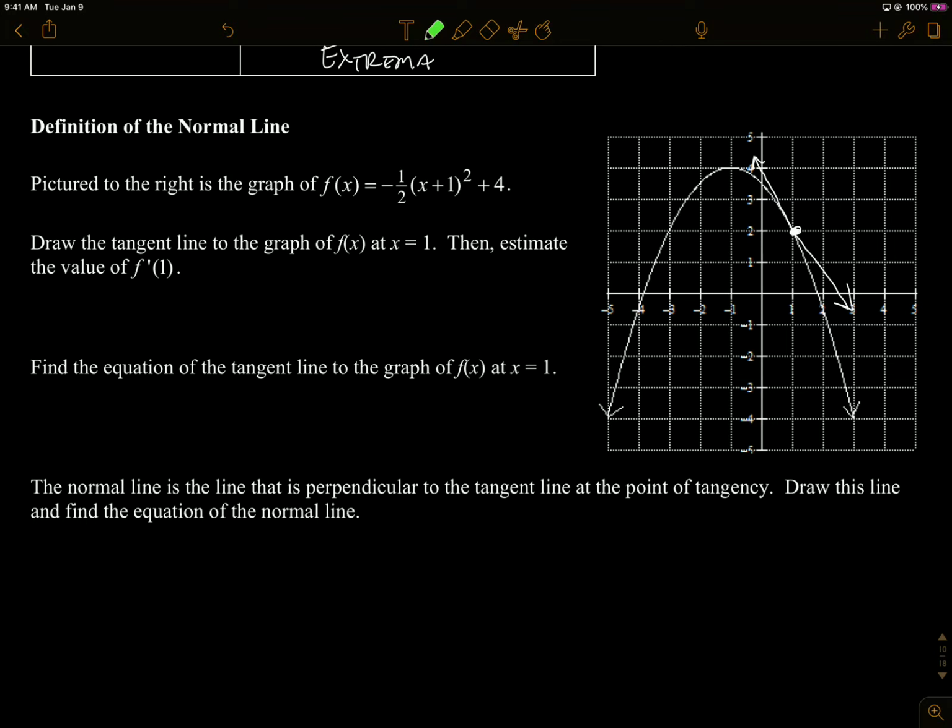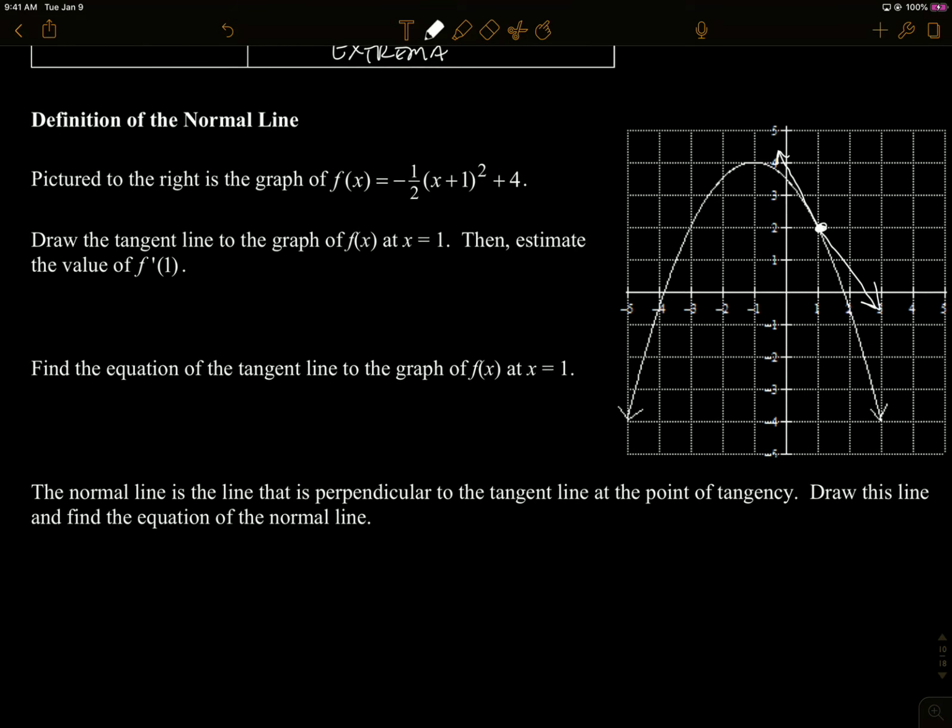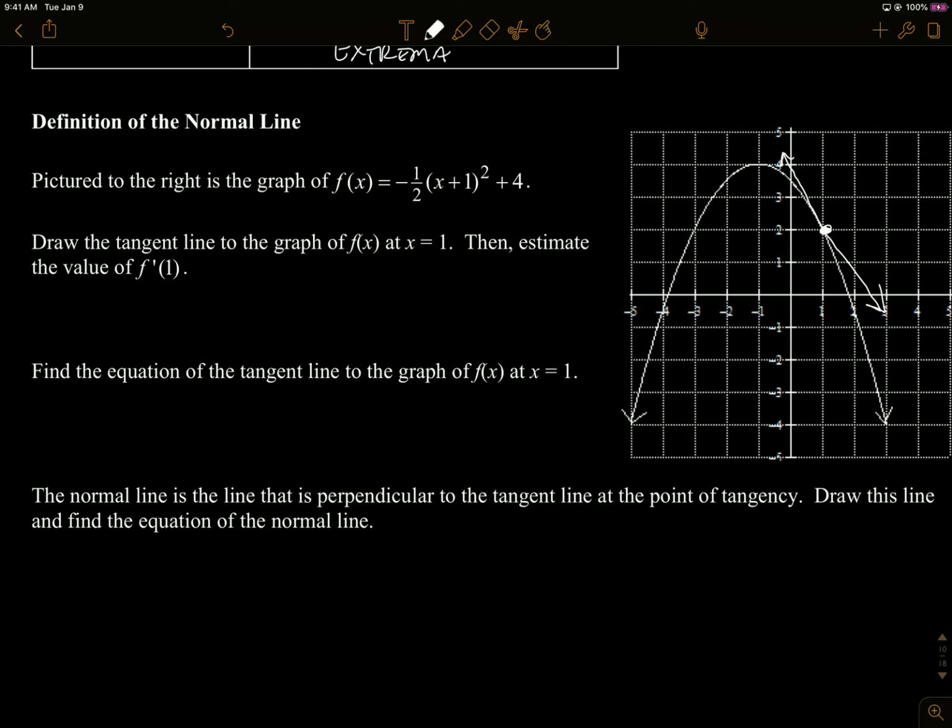Okay, we're just going to find out some stuff about the tangent line first. So the tangent line, we're going to estimate its slope, because when it says to estimate the derivative and we have a graph, we can just estimate the slope of that line. It looks like it's about -2, I'll call it.